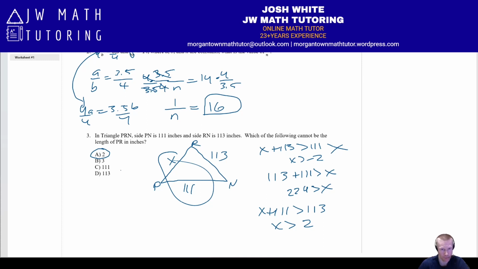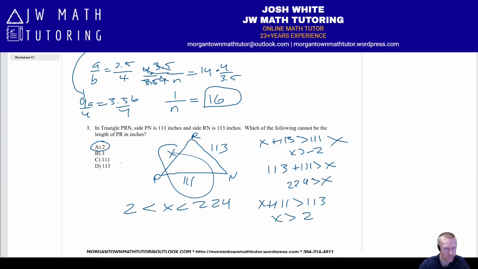Also, if the problem was slightly different and it asked for the range of the third side, again, it would be like it has to be between 2 and 224. It cannot equal those. It has to be strictly between those two values.